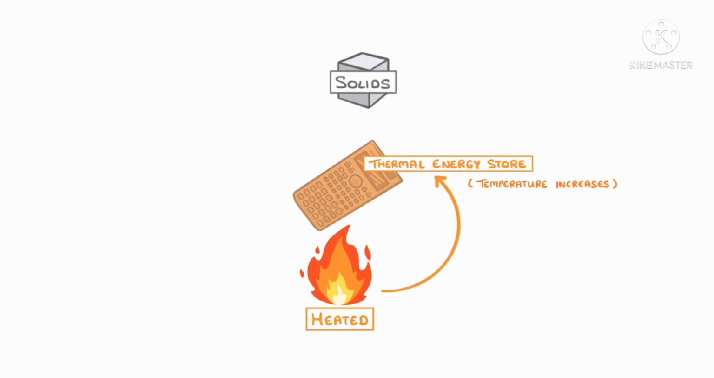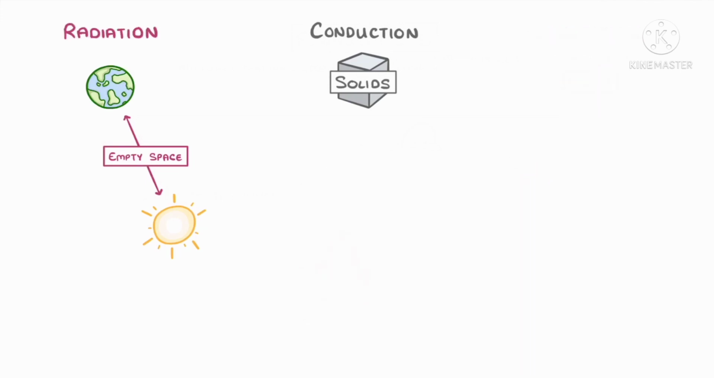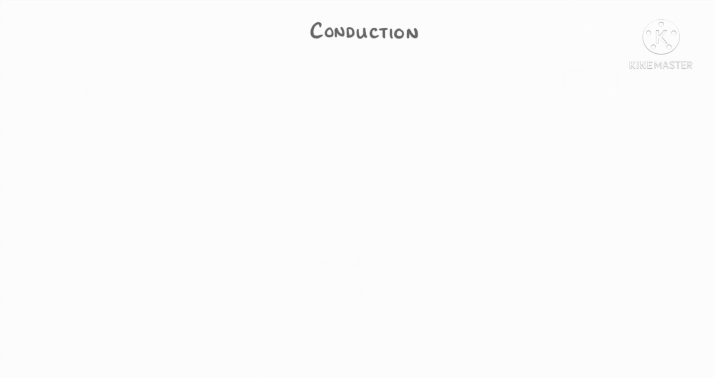For solids, heat is transferred by conduction. In fluids, it's via convection. And to get through empty space, heat has to be transferred in the form of radiation. Let's start with conduction. The key idea behind conduction is that vibrating particles transfer energy to neighboring particles.